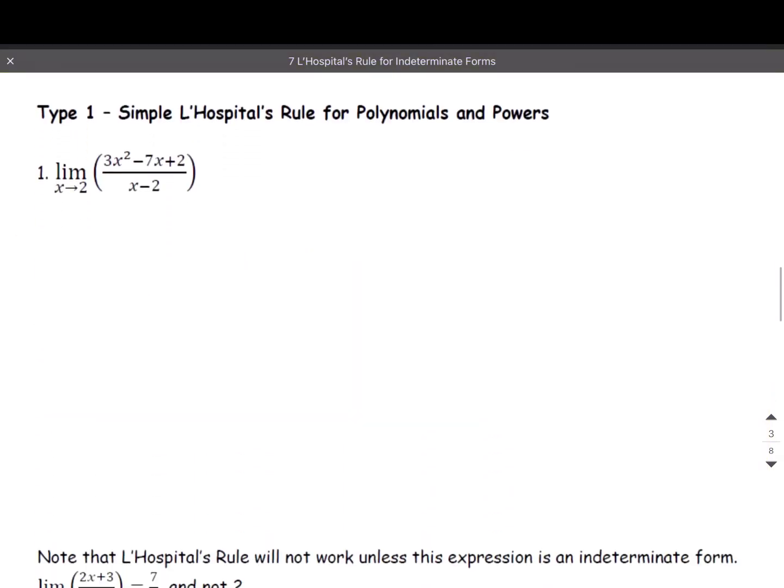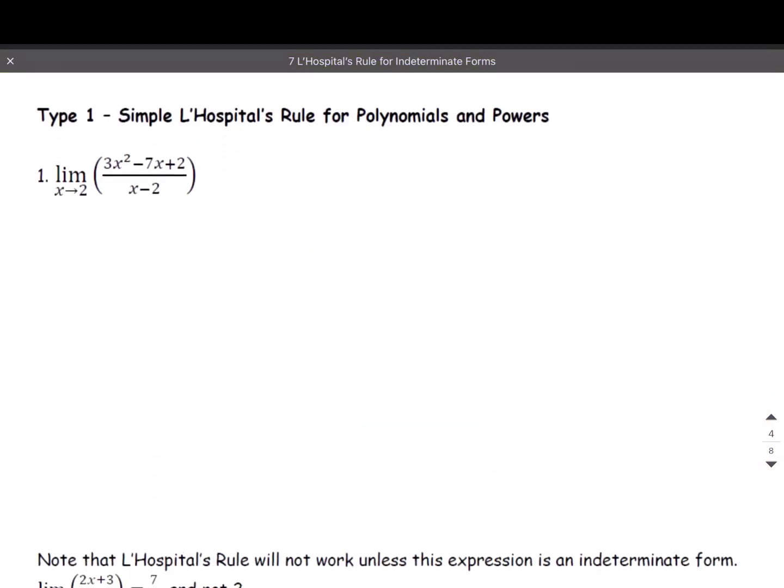All right, so now we're going to try it. We're going to try a simple L'Hopital's rule for polynomials and powers. Okay, now I can see, and I'm sure you can too, that if you were to do the substitution in the bottom, 2 minus 2 is going to give us 0. So, okay, I want you not to write at the moment, okay?